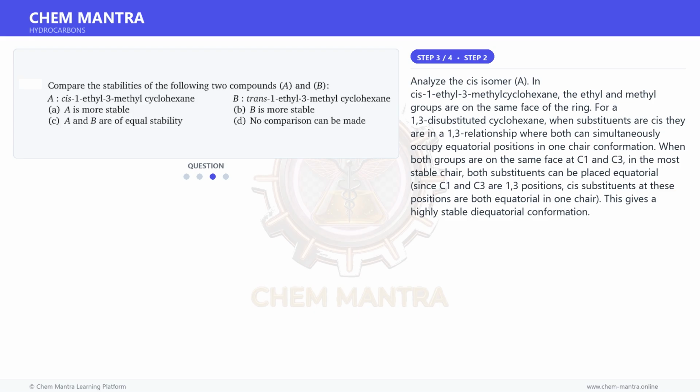When both groups are on the same face at C1 and C3 in the most stable chair, both substituents can be placed equatorial. Since C1 and C3 are 1,3 positions, CIS substituents at these positions are both equatorial in one chair. This gives a highly stable diequatorial conformation.